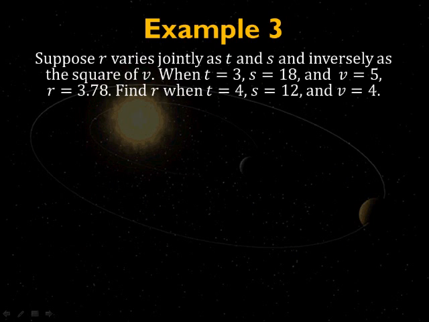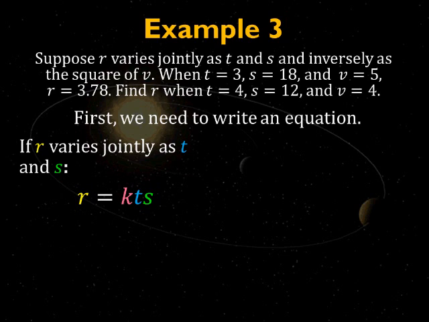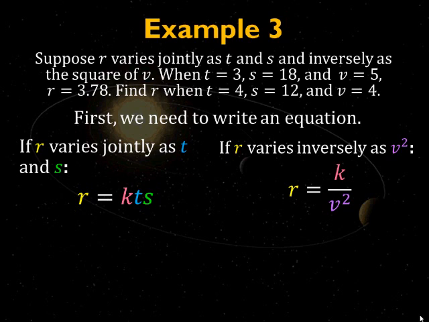Number 3. Suppose R varies jointly as T and S and inversely as the square of V. When T is 3, S is 18, and V is 5, then R is 3.78. Find R when T is 4, S is 12, and V is 4. Again, like in number 2, you had to come up with an equation. So let's again break it down into two parts. If R varies jointly as T and S, then R equals K times TS. If R varies inversely as V squared, since it's inverse, R equals K over V squared.